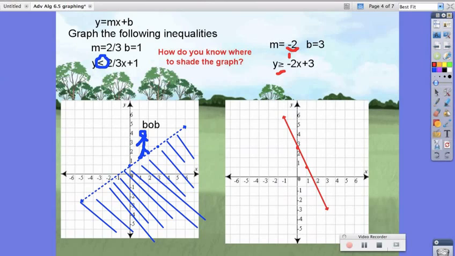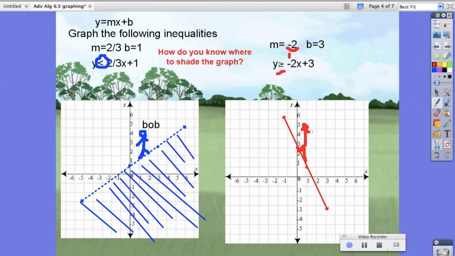Okay, and we're going to draw Bob again. And the reason why I draw Bob is, especially on problems like this, we want to make sure that Bob is standing on the line, so it's easier to tell what above and below is. So here we go, we have Bob. And it says that y is greater than or equal to -2x plus 3.